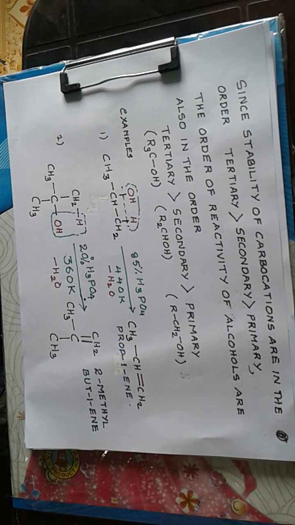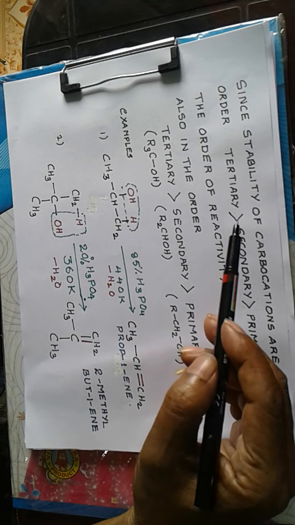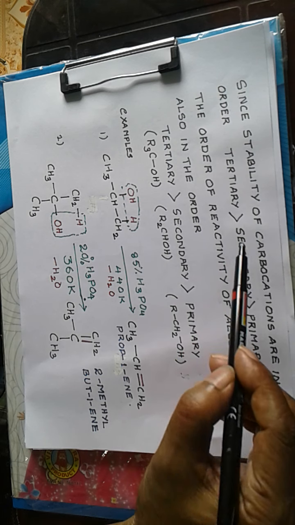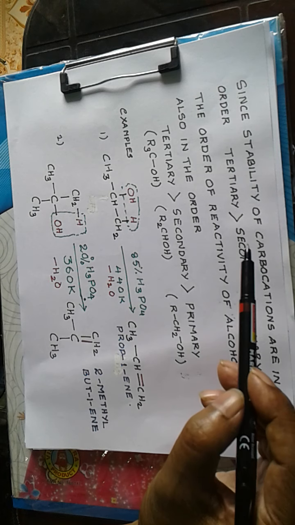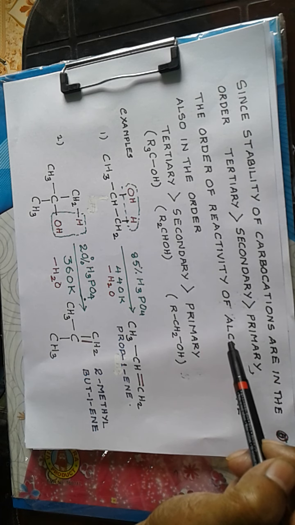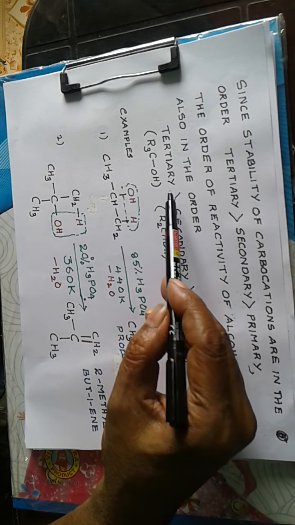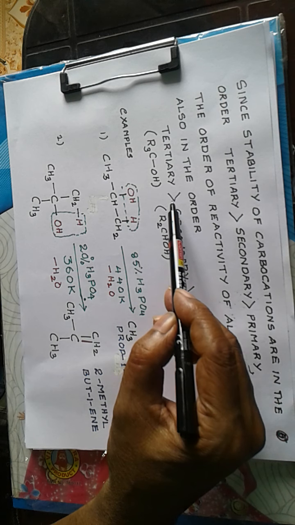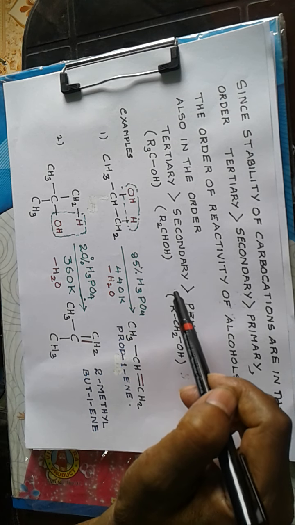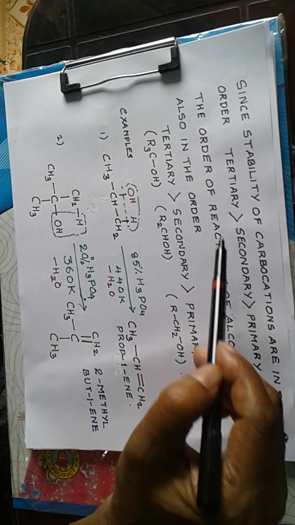amount of plus I effect. So the carbocation stability is in this order, and so the order of reactivity of alcohols is also in the order tertiary alcohol reacting at a faster rate than secondary alcohol than primary alcohol. So you write down these statements.